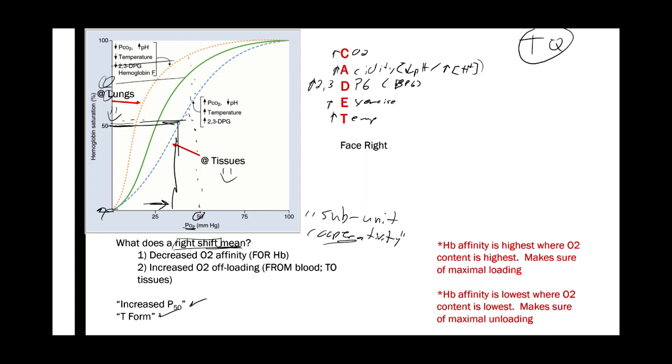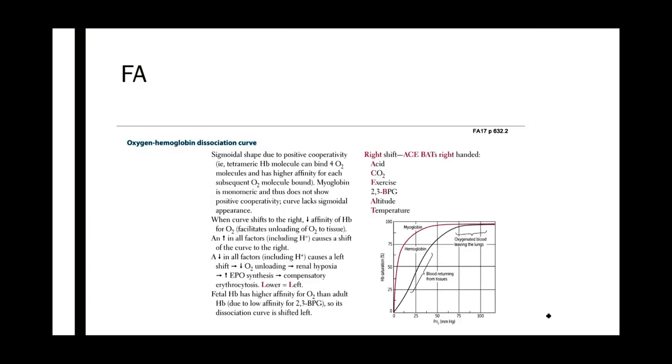And this kind of sums it up. Hemoglobin affinity is highest where oxygen content is high to make sure of maximal loading. For instance, at the lungs, the left shift. And then hemoglobin affinity is lowest where CO2 content is highest, like at the tissues.